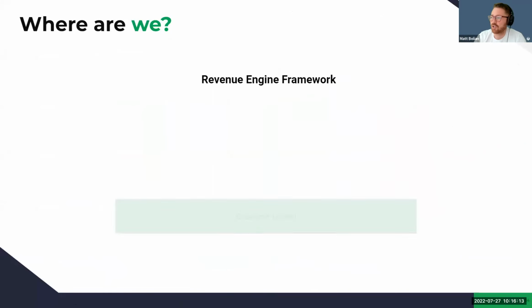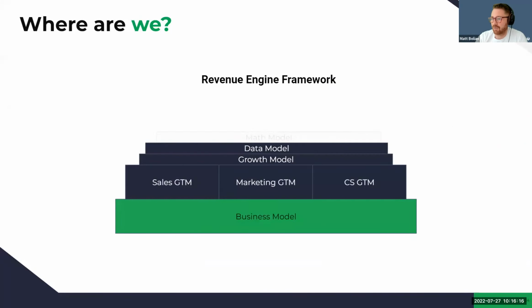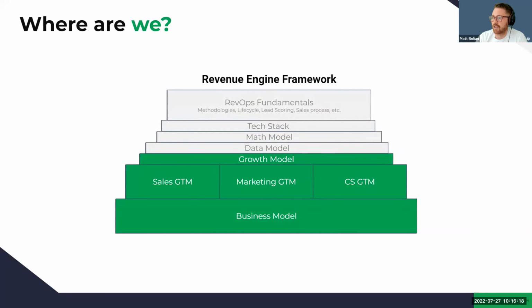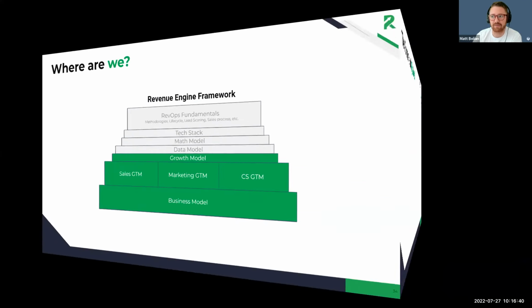Again, I like this picture because it helps us think about where we're going. We have now done business model, our sales, marketing, and CS go-to-market motions. We talked about the growth model. All these need to fit together, and you're starting to see how they're working together. The next is data model. Based on my sales go-to-market motion, my business model, and where I'm at in the growth model, how am I starting to think about what I'm doing?